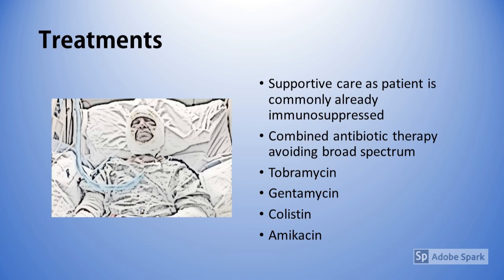So now that we've got the supportive care taken care of, then we start looking at doing antibiotic therapy. Now, we want to be careful not to go broad spectrum and kill the natural flora. So we go after things like tobramycin, gentamicin, colistin, amikacin. Those are ones that are pretty successful. However, we do find some strains of Pseudomonas aeruginosa that are antibiotic resistant to even some of those heavy hitter antibiotics.